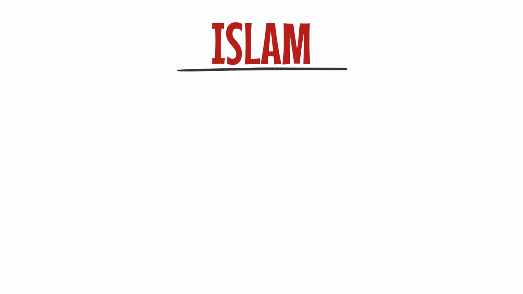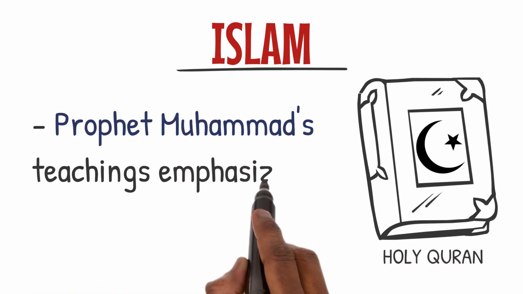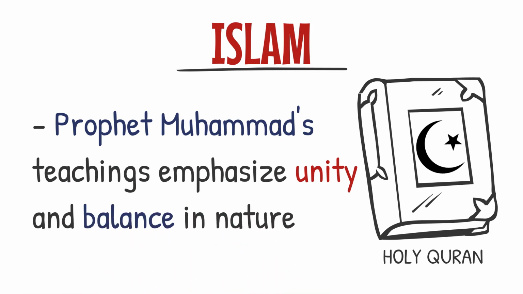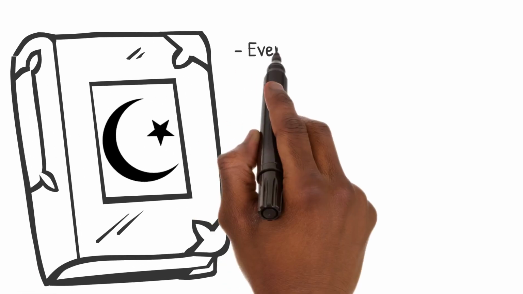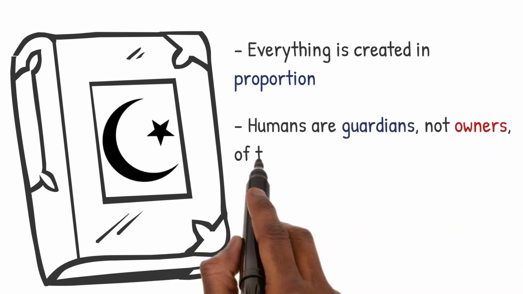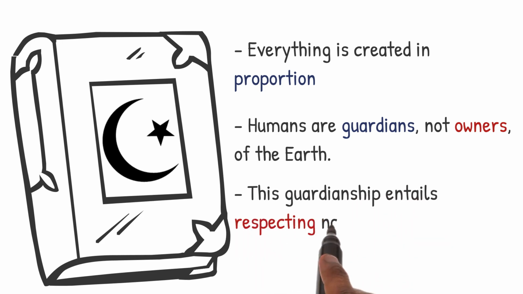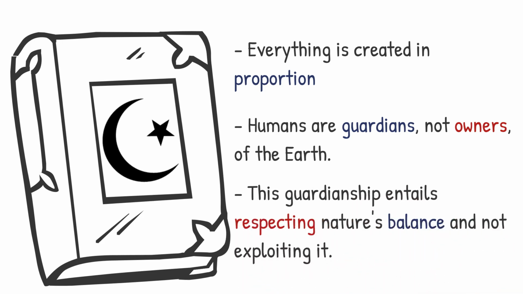Turning to Islam, we find that the Holy Quran and Prophet Muhammad's teachings emphasize unity and balance in nature. The Quran teaches that everything is created in proportion and that humans are guardians, not owners, of the earth. This guardianship entails respecting nature's balance and not exploiting it.